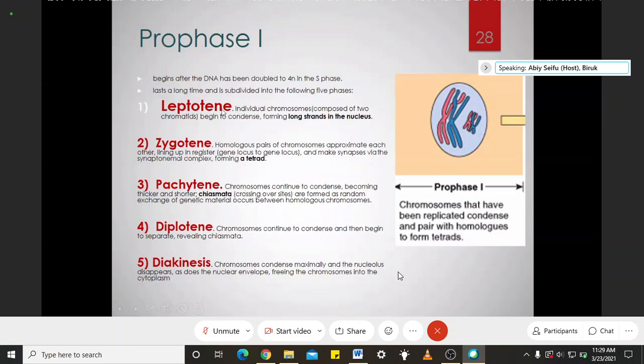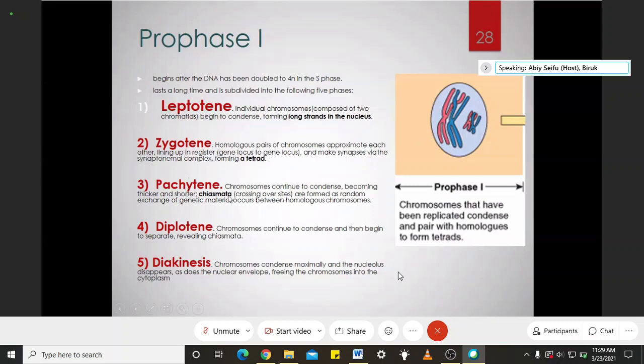For example, during leptotene, the individual chromosomes become composed of chromatids, and these chromatids condense and form long strands in the nucleus. So this is the formation and condensation of the chromatids. That's the first stage in prophase one. The second one is the zygotene phase. The homologous chromosomes will pair like this. They form tetrads. 1, 2, 3, 4, a tetrad.